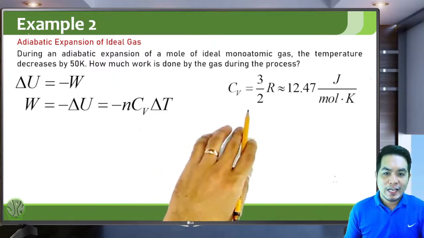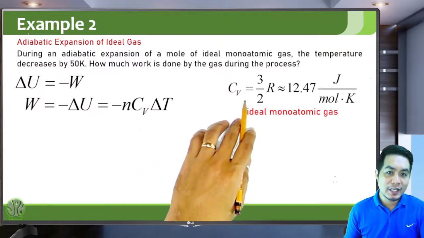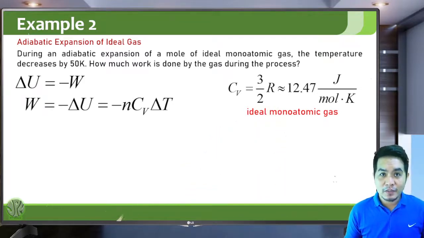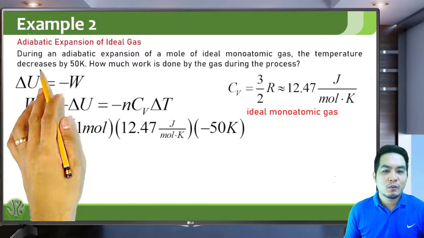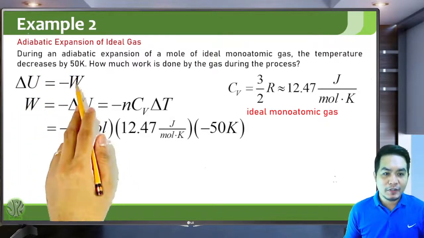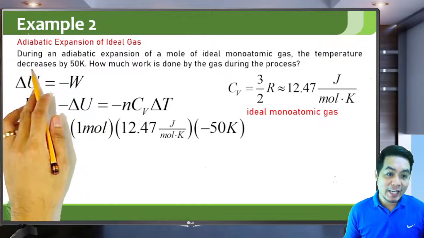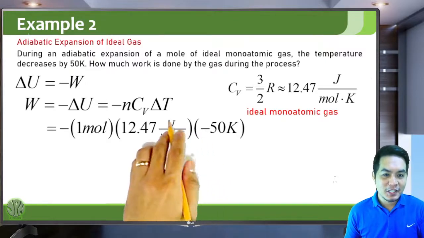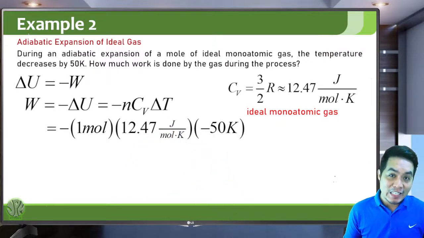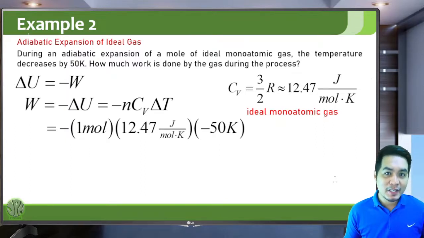For an ideal monatomic gas, the heat capacity at constant volume is 3/2 R. That's approximately 12.47 joules per mole Kelvin. So we substitute all of that. We have to be careful here. Again, I mentioned earlier that 50 Kelvin is the change in temperature, and this is a decrease. A decrease means a negative change, so you have to put the negative sign here. The change in temperature is negative 50 Kelvin because it decreases by 50 Kelvin. That means final minus initial temperature is equal to negative 50 Kelvin.